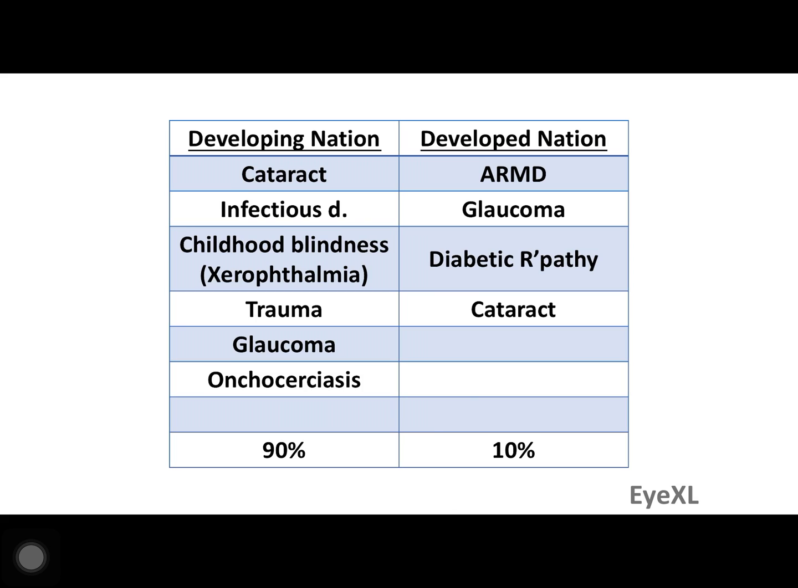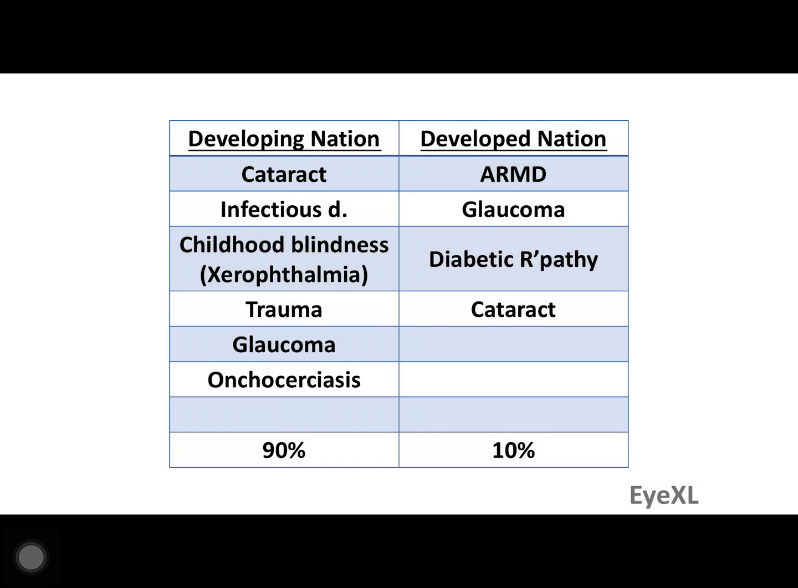So, what are the differences between a developing nation and a developed nation in terms of the causes of blindness? So, developing nation, say for example India, cataract is obviously again the number one cause. Infectious diseases such as keratitis, such as trachoma, so on and so forth. Childhood blindness such as xerophthalmia is also a common cause. Ocular traumas, either in the form of road traffic accidents or domestic injuries or accidental injuries. Glaucoma again comes, and onchocerciasis.